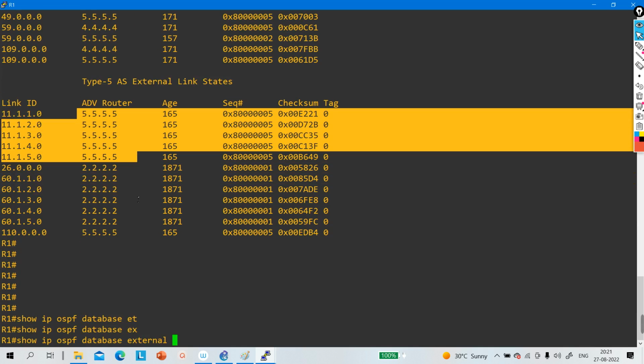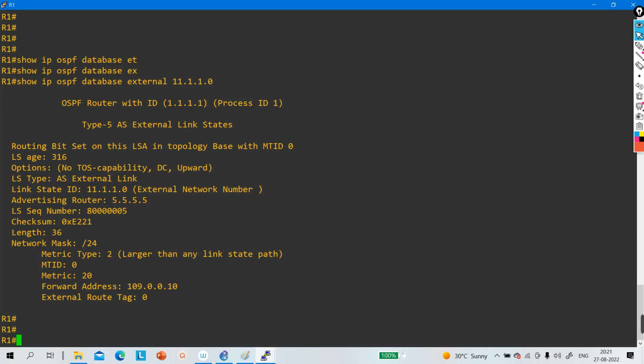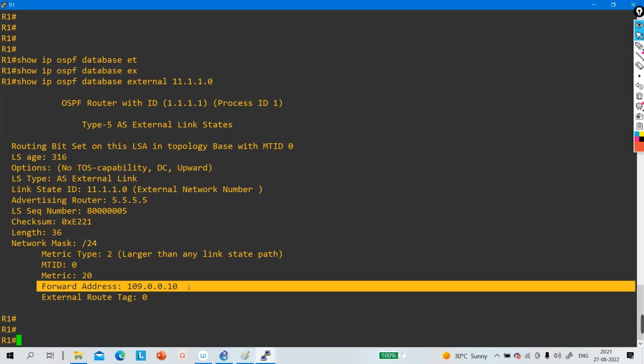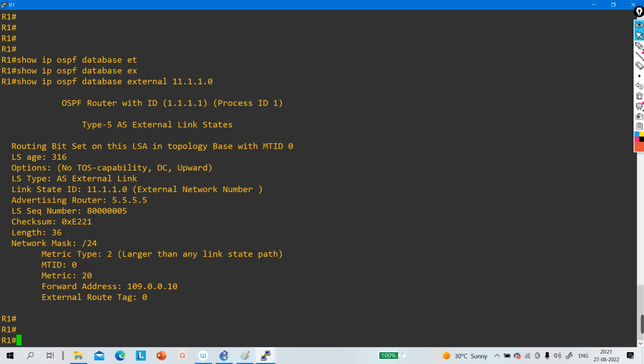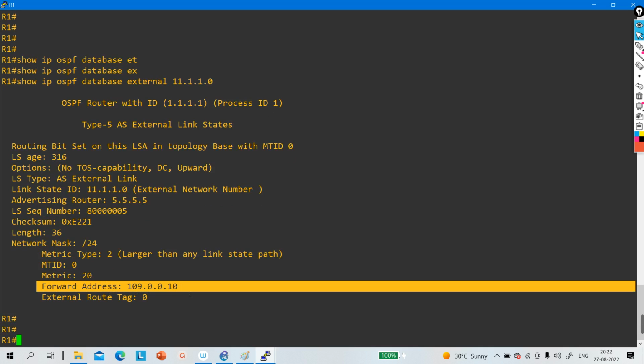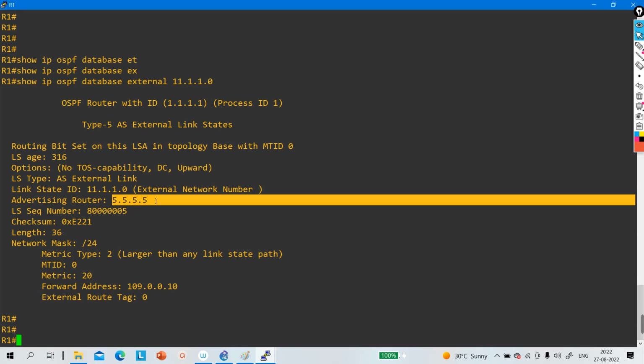So, IP OSPF database external 11.1.1.0, and see guys, here the forwarder address is 109.0.0.10. So with the help of this command, this router will come to know about the actual forwarder. That router 4 or router 5 is not the actual forwarder. The actual forwarder is router number 10. This is the IP address of router number 10. And who is advertising? 5.5.5.5. But 5.5.5.5 is not the actual advertiser.